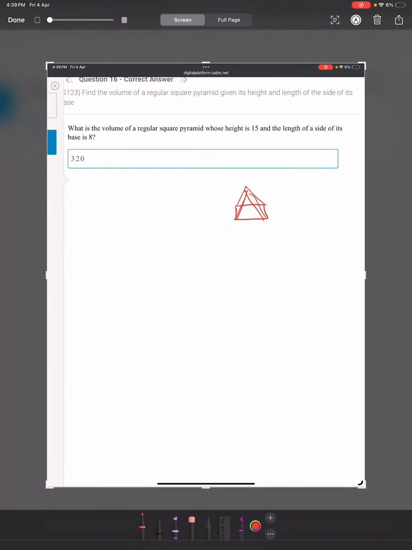Whatever. Okay. So we're going to calculate the base of this pyramid because we know that the volume of a pyramid is 1/3 times base times height. In order to find the base, we have to find the area of the square, which is side squared, which is 8 squared. So 1/3 times 8 squared, which is 64, times the height, which is 15. You get 320.